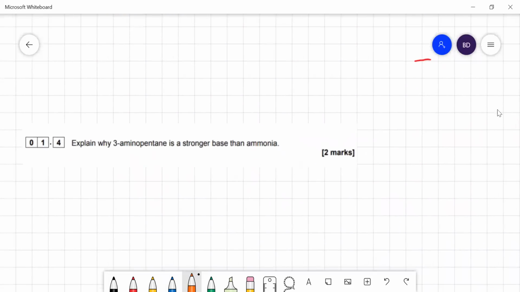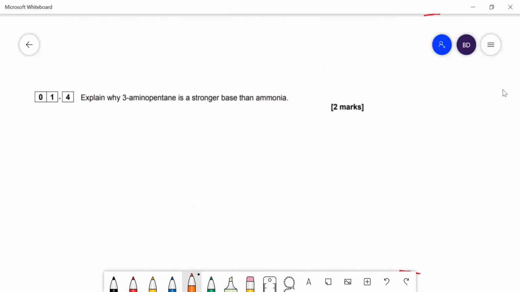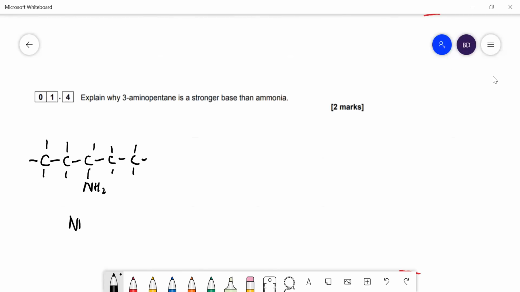Right, base strength. Why is 3-amino pentane a stronger base than ammonia? Okay, so let's just draw out 3-amino pentane. Okay, now what you normally have to say in these, whenever you're talking about base strength, you have to say why both of these are bases. It's because they're basic, because the lone pair on the nitrogen can accept protons.